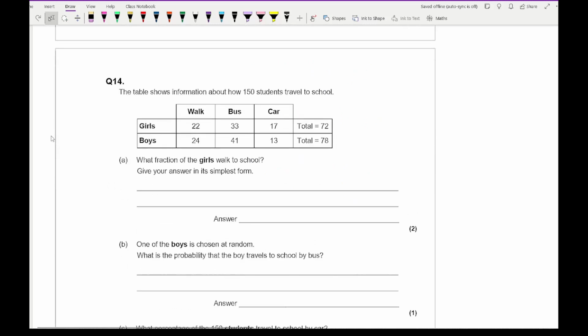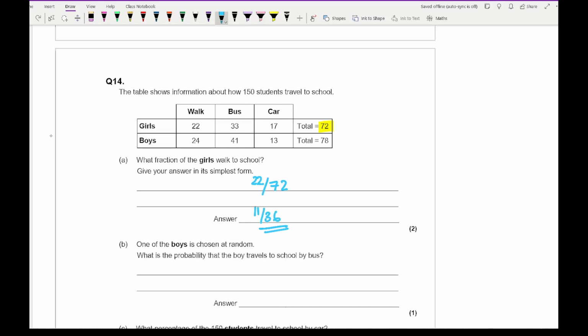Moving on to question 14, it says the table shows information about 150 students' travel to school. It says what fraction of girls walk to school. So we're just looking at the girls. So that's out of 72. And how many of those 72 walk to school? Well, it's going to be 22 over 72, which simplifies to give me 11 over 36.